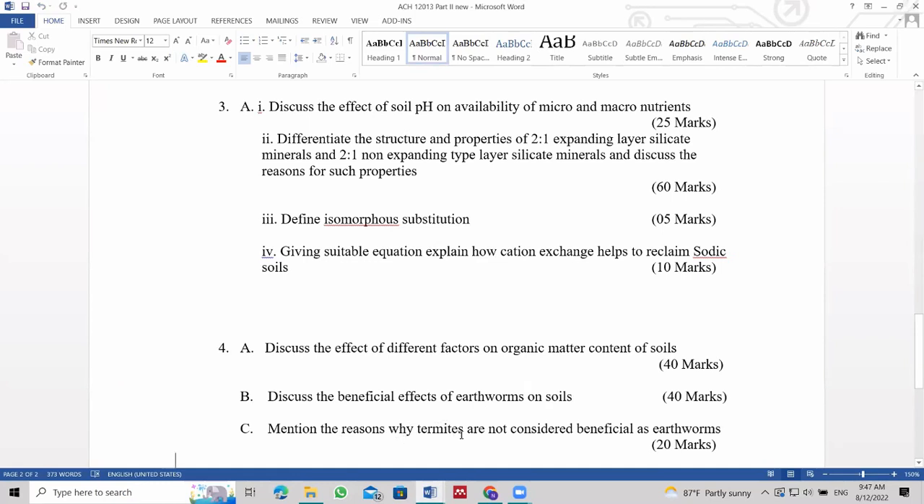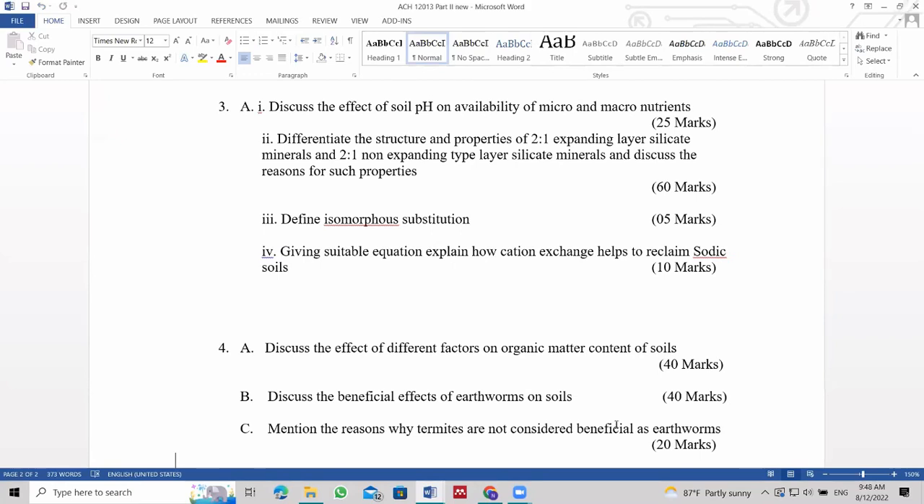Mention the reasons why termites are not considered as beneficial as earthworms. Can anyone tell why termites are not considered beneficial? Because of the rapid development of the nest, they can disturb the crop production. Okay, any other? Because termite mounds will take the productive land and therefore in some areas we cannot cultivate. That is one.